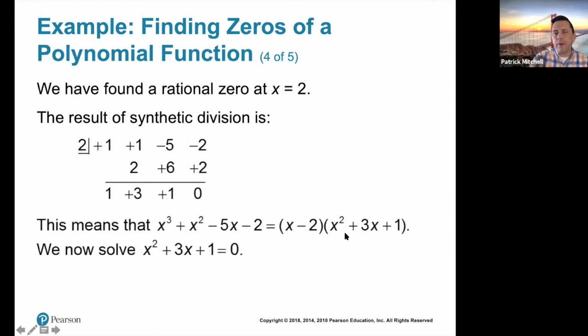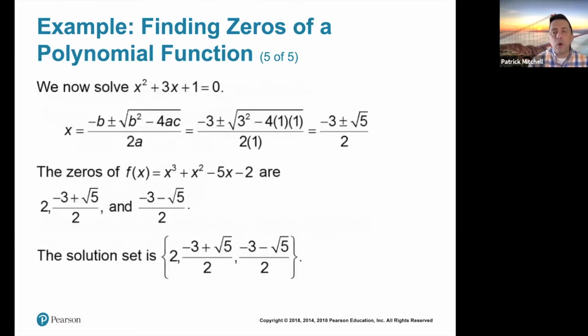these two polynomials. So now we will solve the quadratic equation x squared plus 3x plus 1 equals 0 to figure out what are the remaining zeros. And we'll do that by using the quadratic formula. So you remember how that works. Using the quadratic formula, you get that the other two zeros of this polynomial are -3 plus square root of 5 all over 2 and -3 minus square root of 5 all over 2.